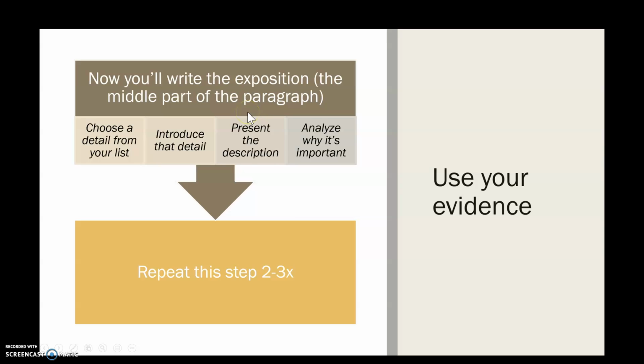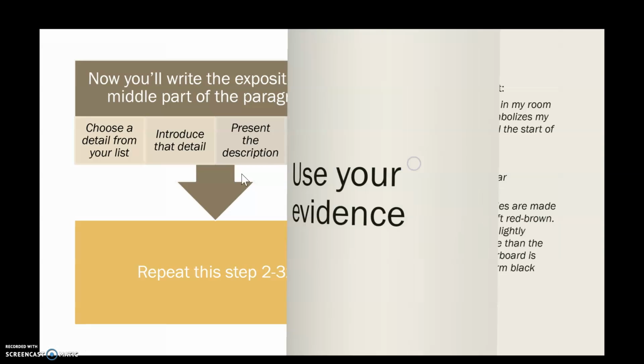Then you write the exposition, which is that middle part of the paragraph. The best way to do this is to use a structured approach. You'll start by choosing a detail from your list, then you'll introduce that detail, present the description, and then talk about why it's important. And you'll repeat that set of steps about 2 or 3 times to get the number of sentences needed for the 12 to 15 for your paragraph.